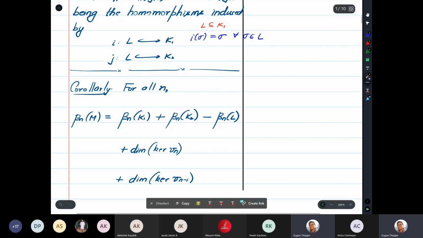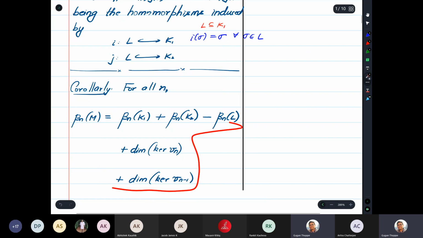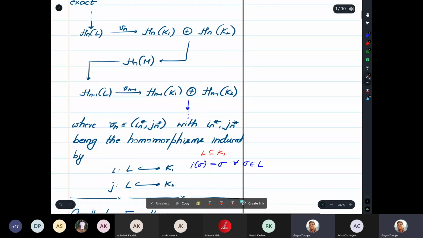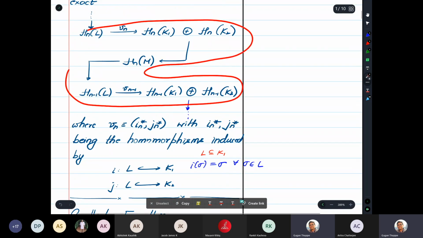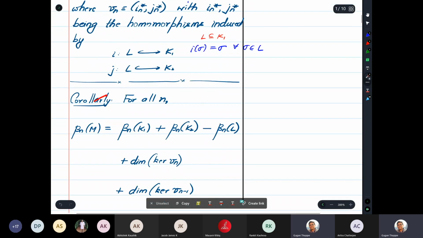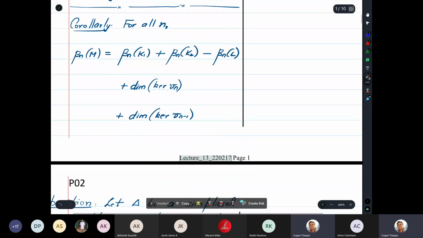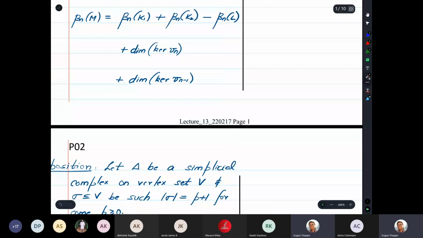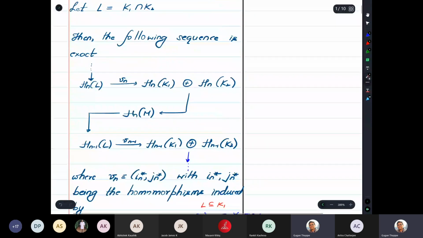Okay, so this is a corollary that we proved by using the fact that this sequence made up of 5 vector spaces is exact, right? So just by using this we managed to show this corollary. The Mayer-Vietoris theorem is not something that we proved. I said the proof is quite complicated and beyond the scope of this course. However, those who are interested can look at the Mayer-Vietoris theorem in some of the algebraic topology textbooks.